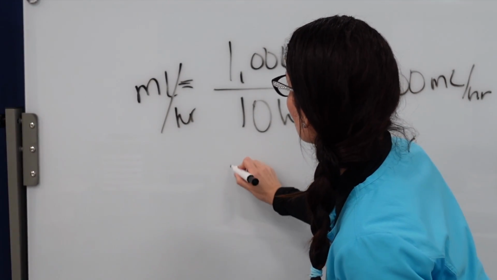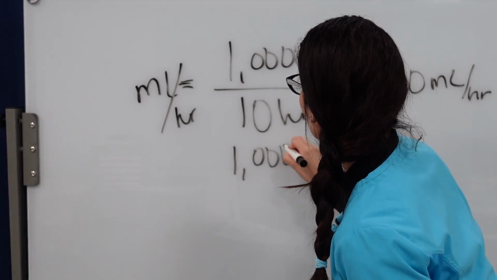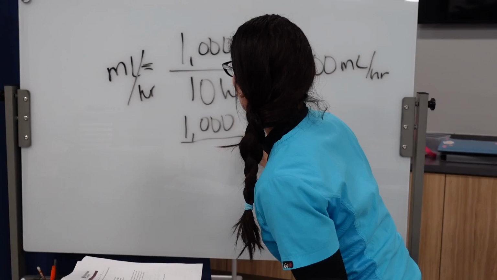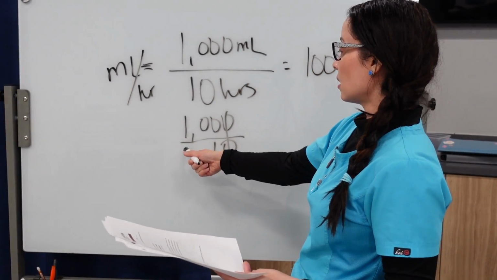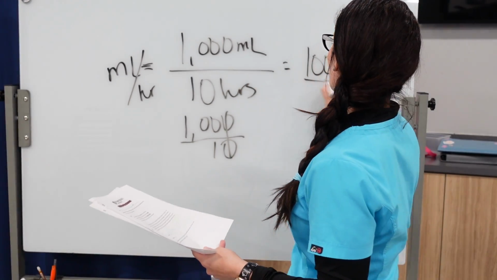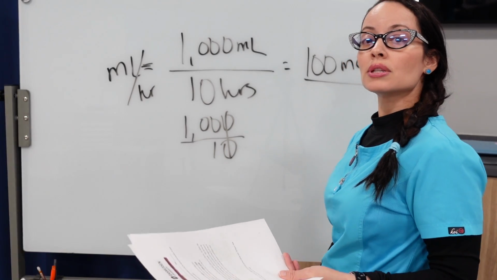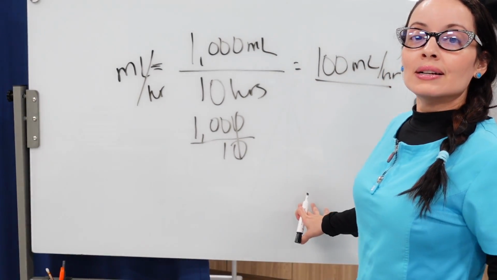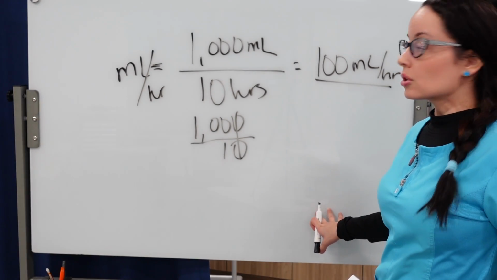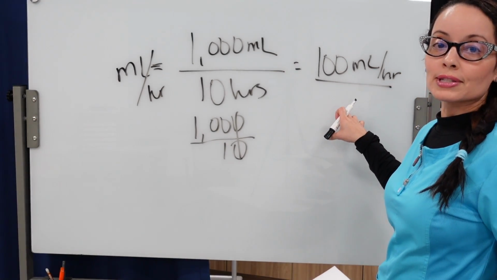Now, a fun little math trick is if you align your zeros, you can cancel them out, and then 100 divided by 1 is 100, and that's your answer, and you don't even need to use a calculator. So for this one, it's 100 mLs per hour.